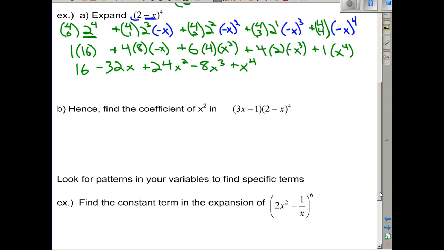Hence, find the coefficient of x squared in this. All right, notice the hence. It means using what we just found. So 3x minus 1 times, oh, I already know what 2 minus x to the fourth is. It's this.